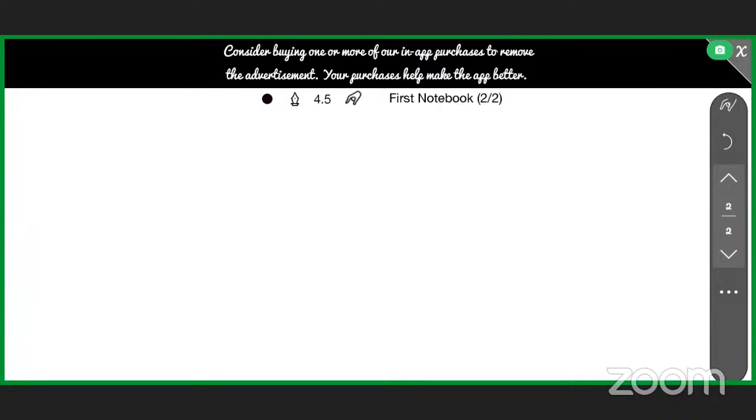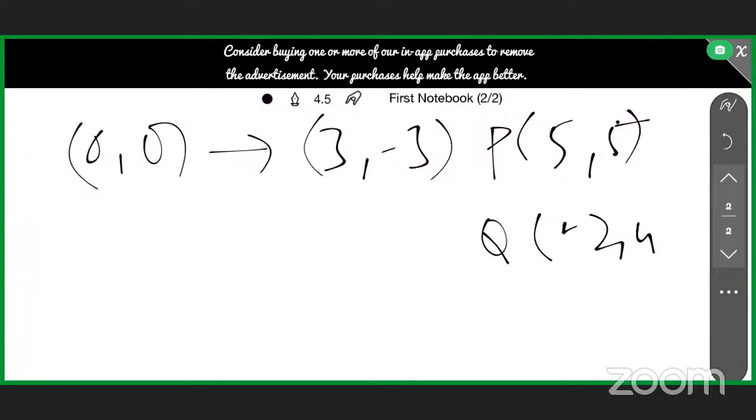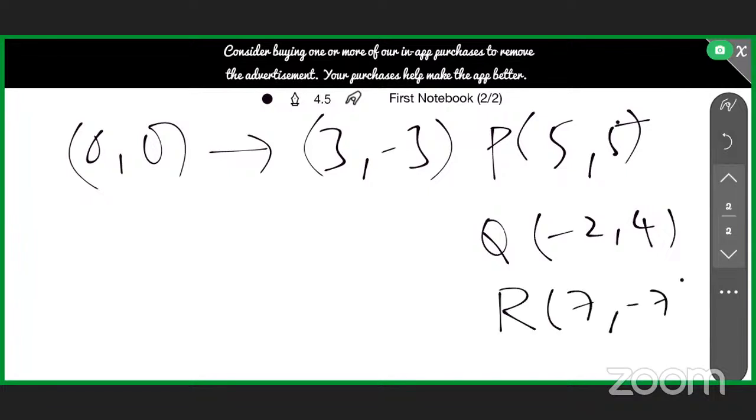When the origin (0, 0) is shifted to (3, -3), the coordinates P(5, 5), Q(-2, 4), and R(7, -7) will become A, B, C in the new system. Then find the area of triangle ABC.